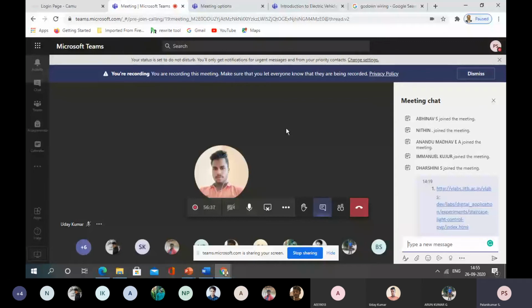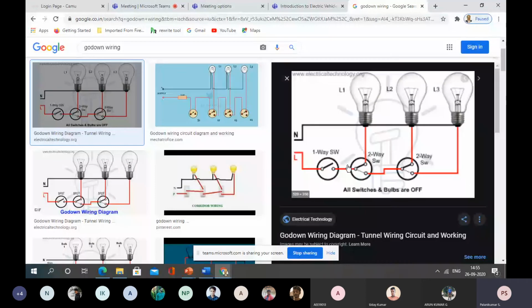Godown wiring is nothing but what I showed now. Continuously 3 rooms will be there. Before you enter room 1, you have to make the first single-way switch on. From room 1 to 2, if you want to enter, you have to make the second switch on. Automatically the first room light will be off and simultaneously the second room light will be on. Whenever you want to move from the second room to the third room, you have to use the third two-way switch and make it on.